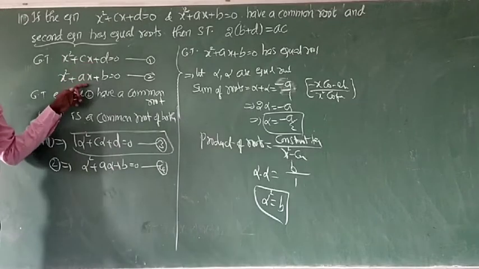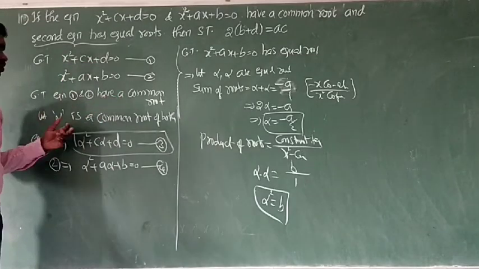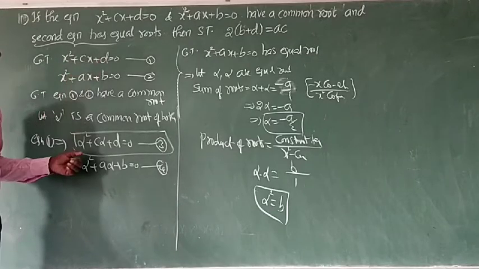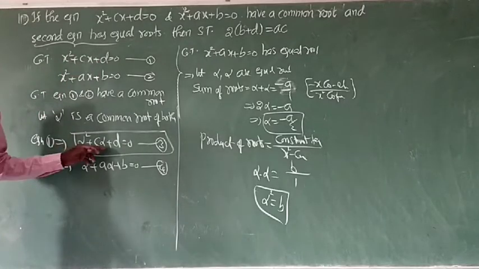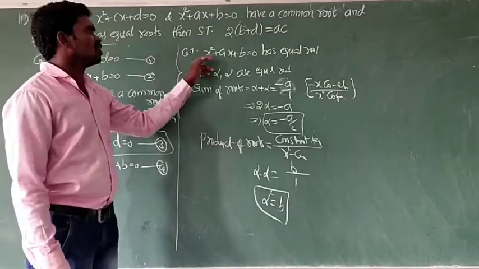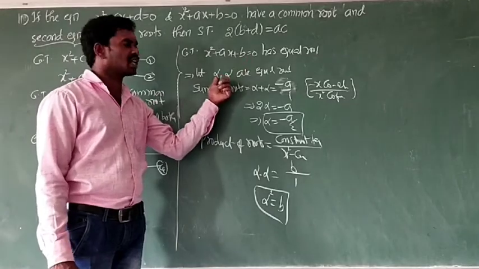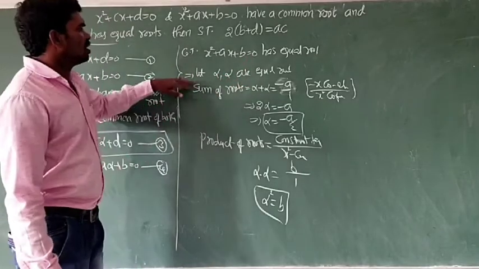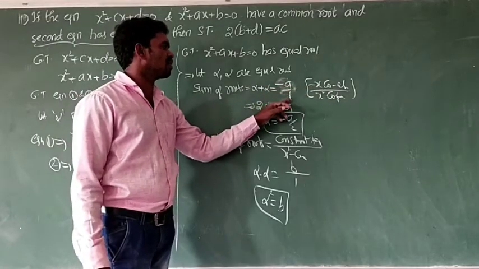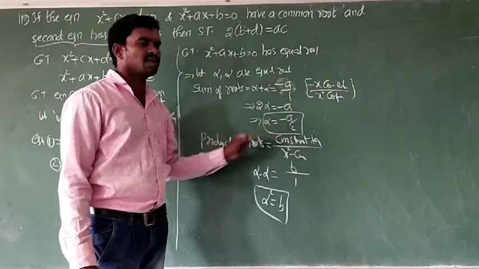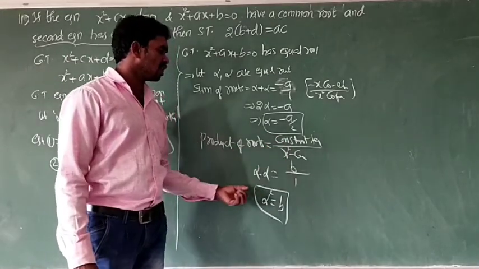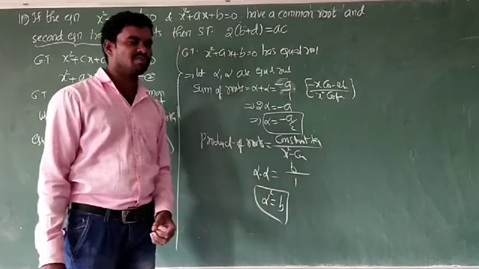First, given 2 equations that have a common root, that common root I am considering as alpha. If this alpha is a root, then it satisfies the given equation, so the first equation becomes alpha square plus a alpha plus b equal to 0. Next, one more condition is given: the second equation has equal roots, taken as alpha and alpha. Now the sum of the roots is minus x coefficient by x square coefficient, so minus a by 1 means alpha equals minus a by 2. Second condition, product of the roots is constant term by x square coefficient, so alpha and alpha equal d by 1. So alpha square equal to d.